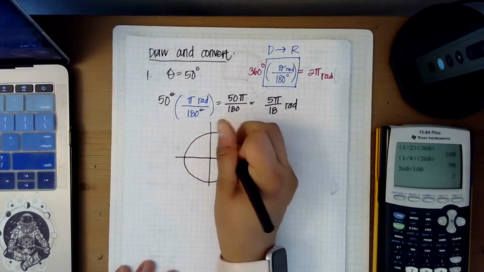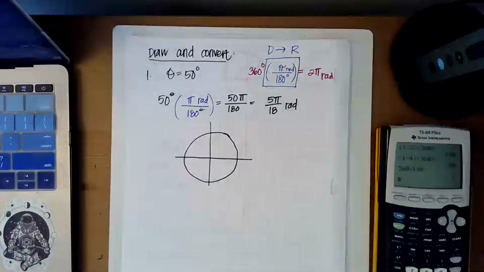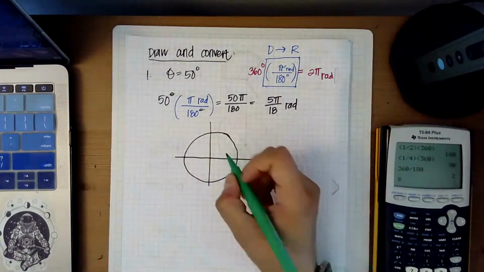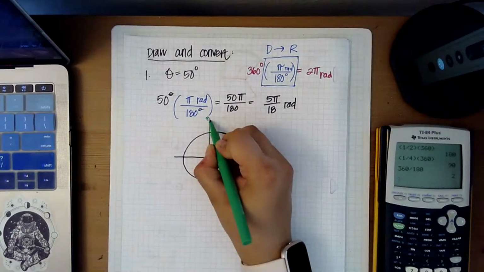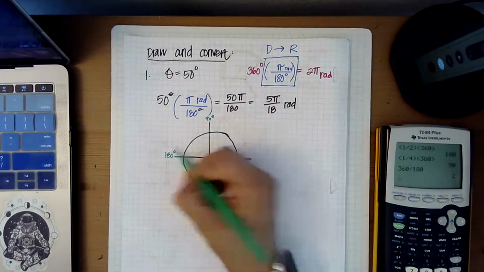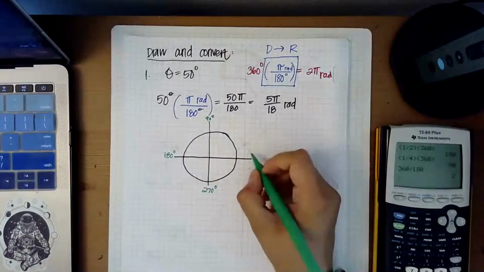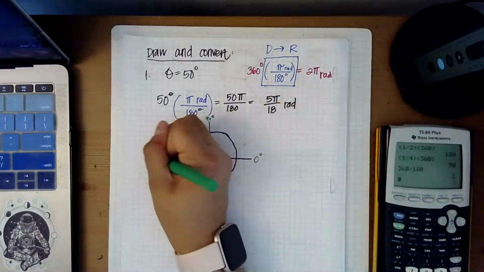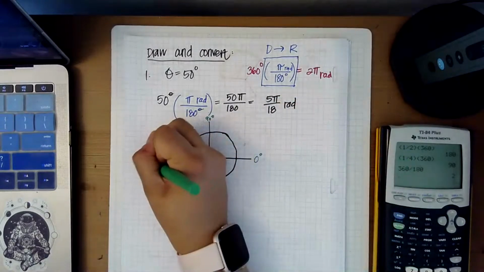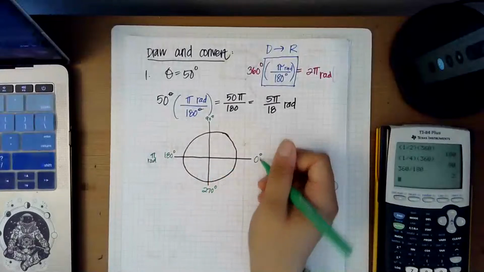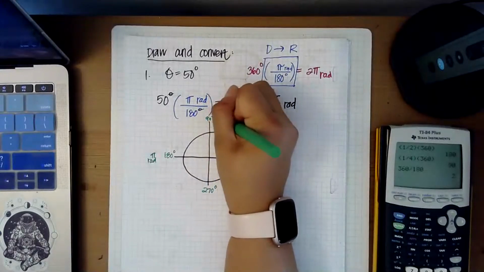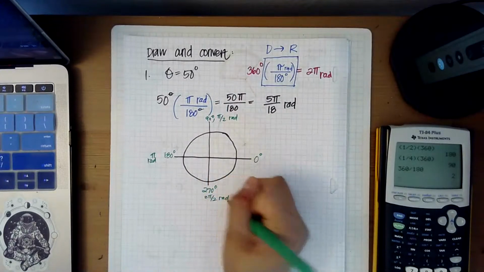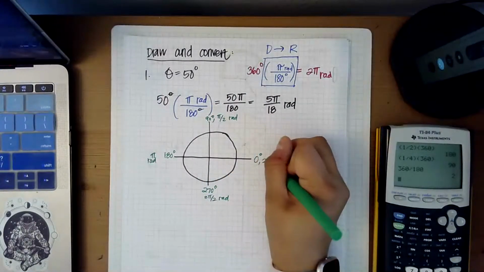Again, here's my unit circle. And all I'm going to do is draw out 50 degrees. And I'm sketching this out. I recognize that this is 90 degrees, this is 180 degrees, this is 270 degrees, and this is 0 degrees. I also recognize that this is pi radian, this is pi over 2 radian, this is 3 pi over 2 radian, and this is 2 pi rad.